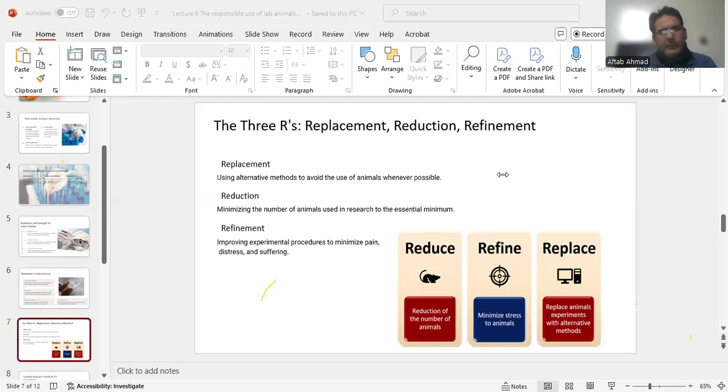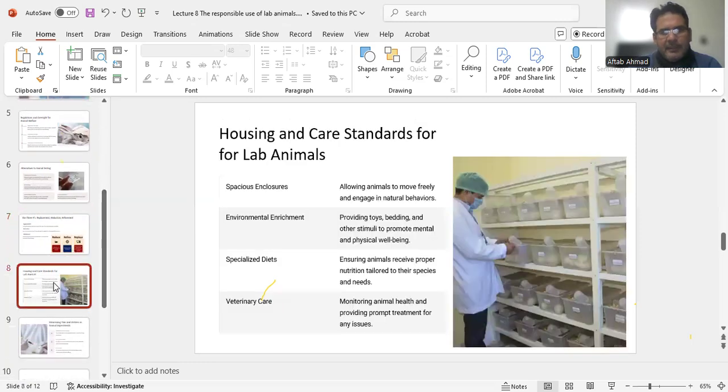So you have learned about the three R's. That is replacement that we have just discussed. Reduction, I have given you the example, and I'm sure it will be very clear for you after that example how we can reduce. And refinement, this is how we can refine the procedures so that we can improve the overall situation. This is what we are also going to discuss about the refinement. You will have a better idea how we can do the refinement in our experiments.